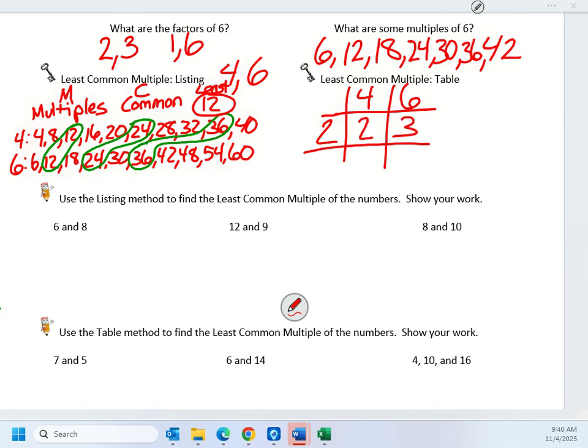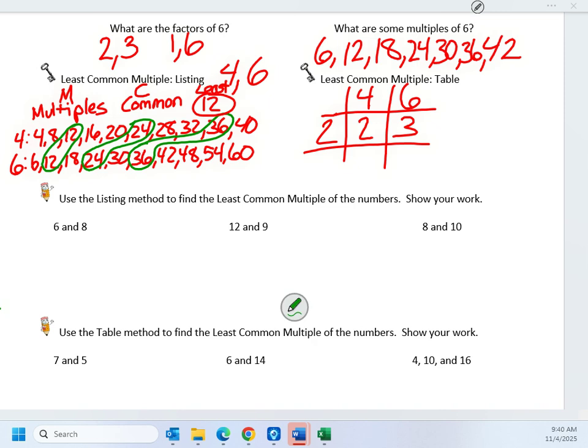Is there another factor that I can divide out of both those numbers, 2 and 3? Matt? 1. Yeah, dividing a 1 out isn't going to change anything. I'm still going to be left with a 2 and a 3. So that 1 isn't a prime number, so we don't want to divide it out. So I can't divide anything else out.